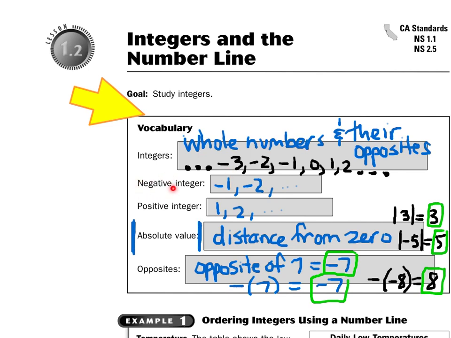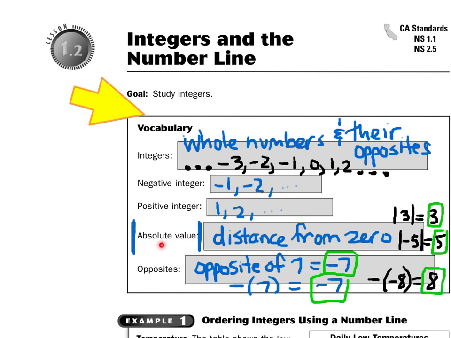So all the negative integers are the ones that are to the left of 0. So -1, -2, -3. All the positive integers are the ones to the right of 0. So +1, +2, and so on.